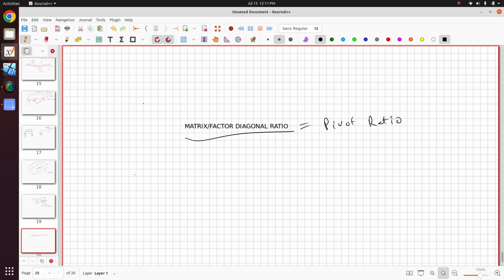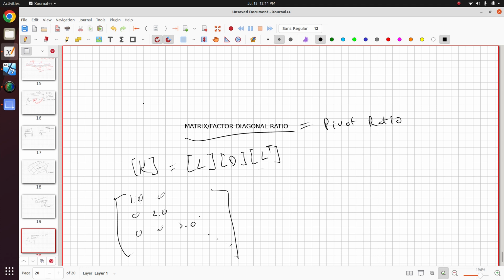This ratio is the following. When you have k, during the solution, k is expressed as the following set of matrices. And then this transpose. So L D L transpose. And now what the matrix factor diagonal ratio is the following. So here, I'm just going to come up with some examples for k. So maybe k is 1.0, 2.0, 3.0, so on and so on along the diagonal. And then in this case, all the other values are 0.